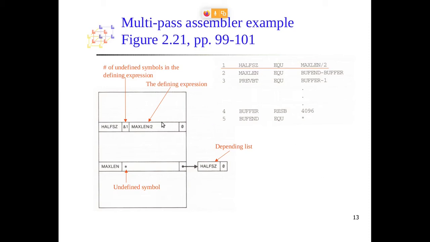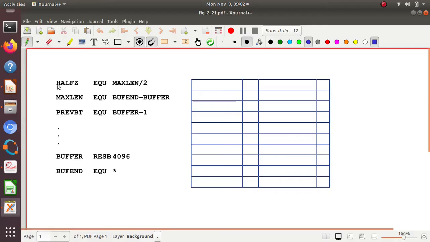So that's about the modification made to the symbol table. Okay, so we can consider an example case. First consider this definition, half sz EQ max length by 2. So we'll add that symbol name half sz. Here we are filling the defining expression, that is max len by 2. Then here we will use the number of undefined symbols, here only 1.